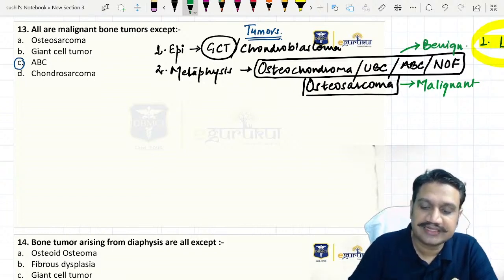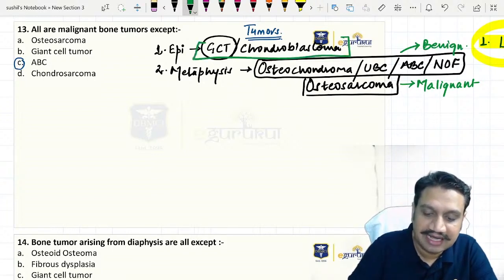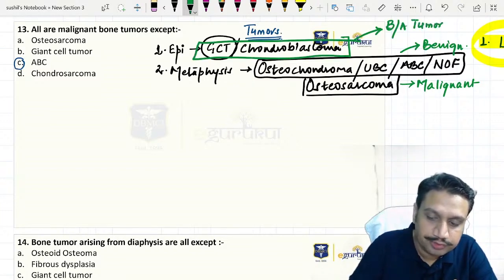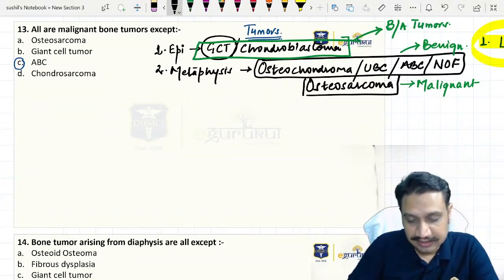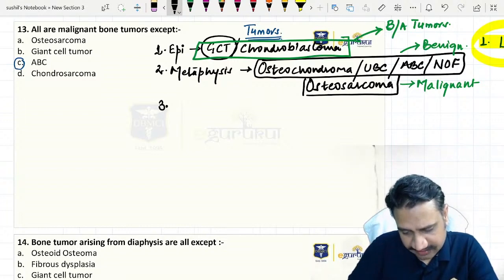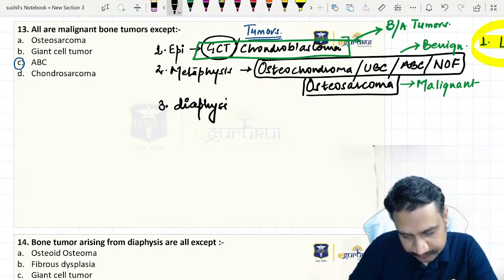If I talk of the GCT and chondroblastoma, these have a mixed kind of nature. We call them benign aggressive tumors. That means they are usually benign, but there is a high possibility that they may convert into malignancy. So epiphysis, metaphysis, and then we have diaphysis.